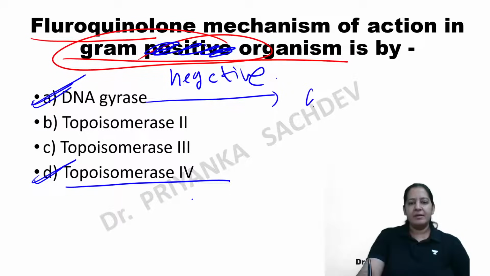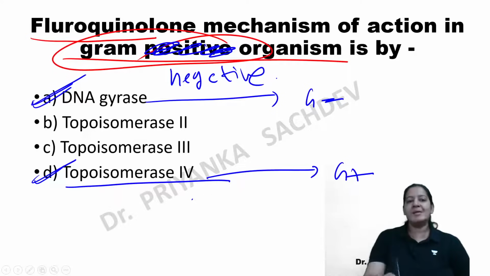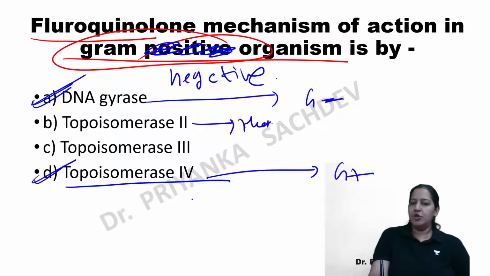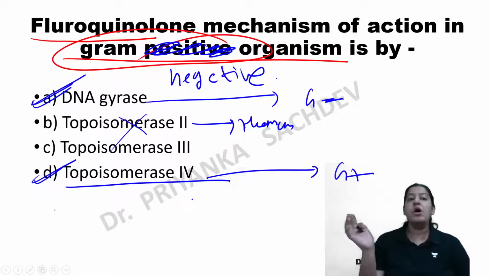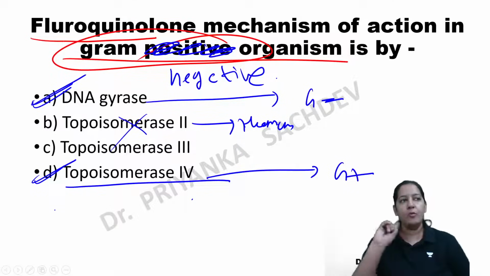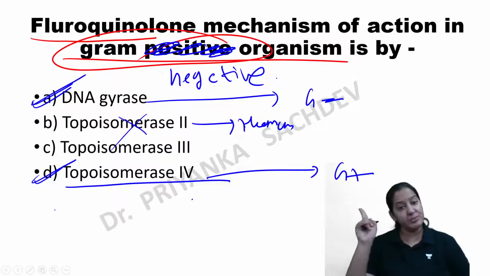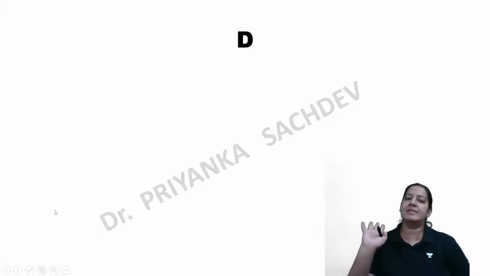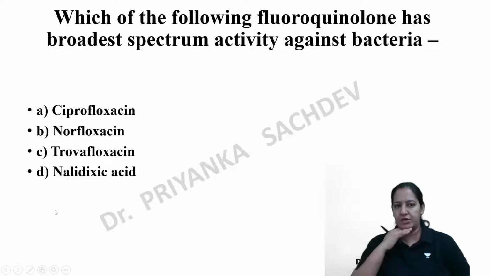So in gram negative, this is the answer. In gram positive, this is the answer. In humans, topoisomerase 2 is present, but fluoroquinolones do not act on human topoisomerase 2. Fluoroquinolones inhibit either DNA gyrase or topoisomerase 4. Topoisomerase 2 should not come into play, as it is present in humans. So the correct answer here is D. If I change the question, it will become A.